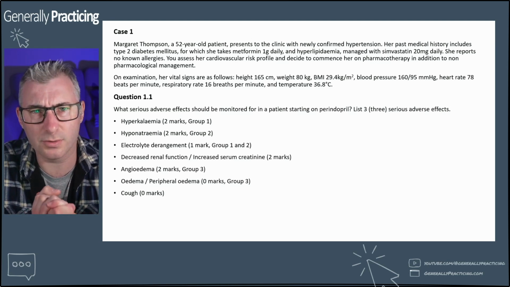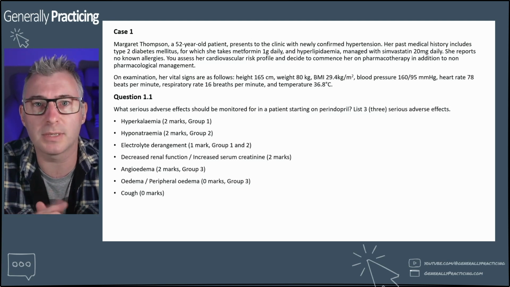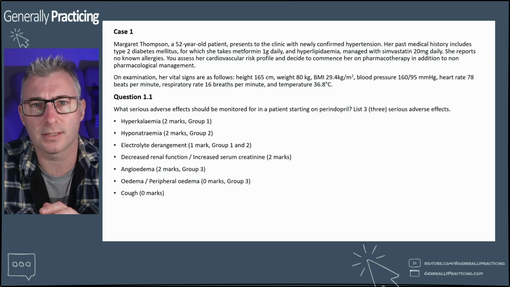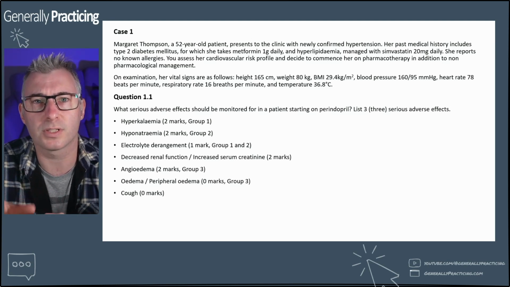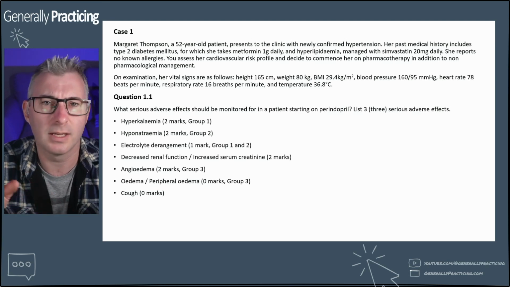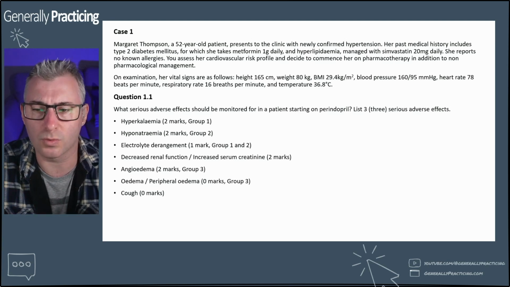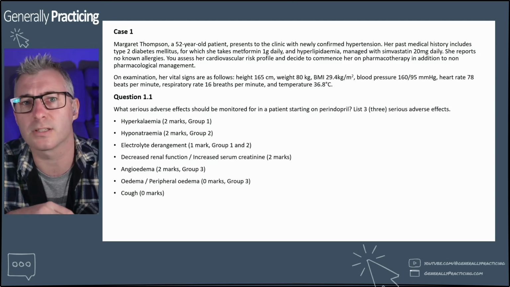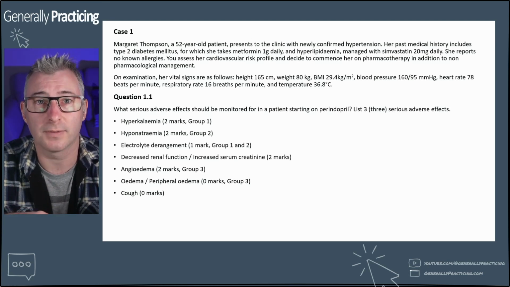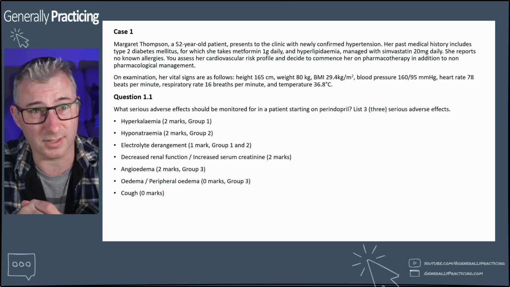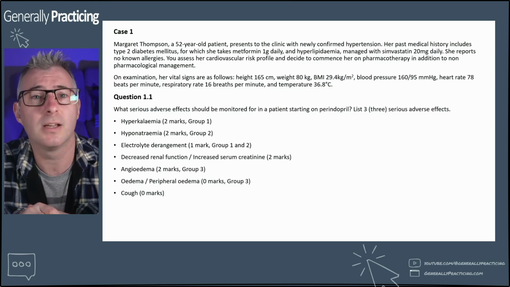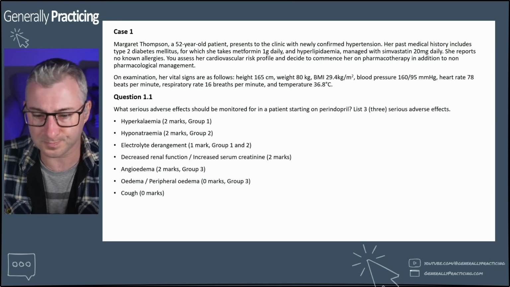If you were just to specify edema or peripheral edema, I don't think you would be getting marks, and the reason why you wouldn't be getting marks for that one is because we're really trying to focus on serious adverse effects, and just some peripheral edema or edema unspecified probably doesn't qualify on that serious adverse effects mark. Of course, everyone knows perindopril causes the ACE inhibitor cough, but again, because it's not a serious adverse effect, I don't think you'd be getting any marks from here.